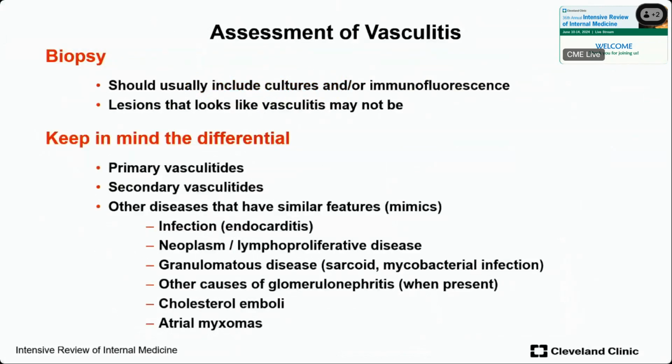Biopsies should usually include cultures and/or immunofluorescence, recognizing that lesions that look like vasculitis may not be. And we want to keep in mind the differential, which includes not only our primary and secondary vasculitides, but other diseases that may have similar features that mimic vasculitis. In particular, these can include infections such as endocarditis, neoplasms or lymphoproliferative diseases, other granulomatous diseases such as sarcoidosis or mycobacterial infections, when the kidney is affected, other causes of glomerulonephritis, and then there are features of cholesterol emboli and atrial myxomas, which can mimic vasculitis.